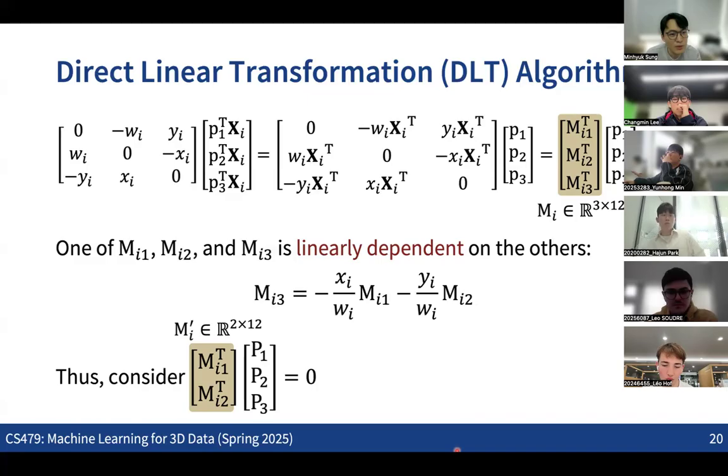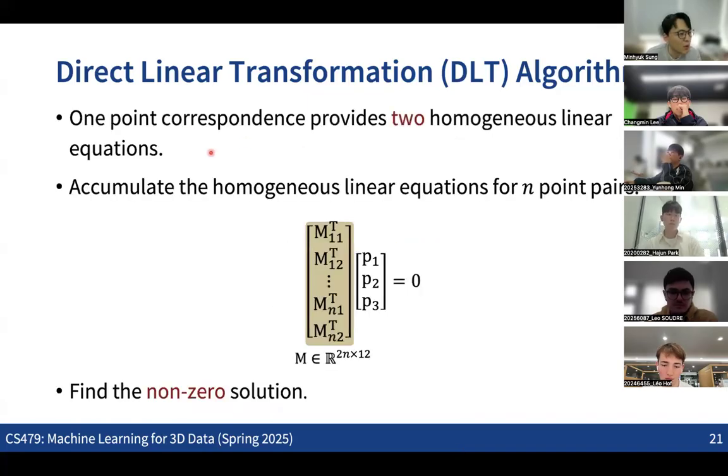So what we need to do is, given one point correspondence, we have two homogeneous linear equations. Then given n point pairs, we can accumulate these linear equations into a homogeneous linear system with 2n equations, basically accumulating all the rows of the left-hand side into one big linear system. Given this linear system, what we want to do is find a non-zero solution, right?